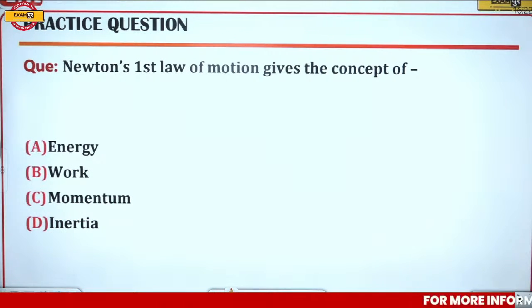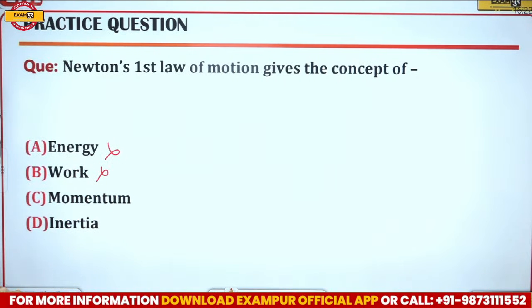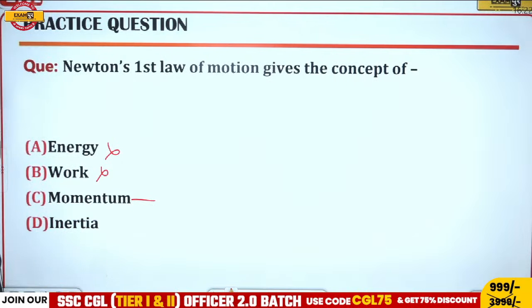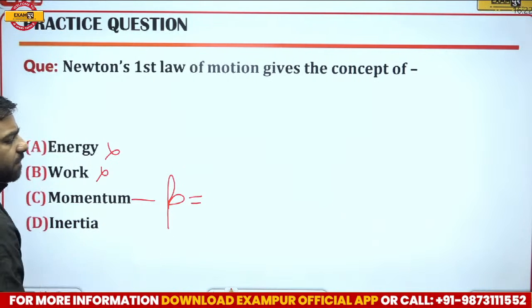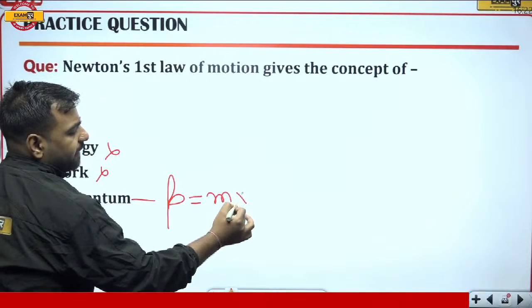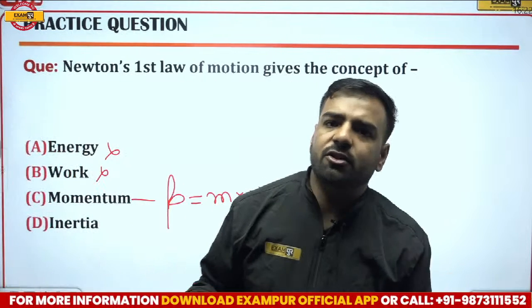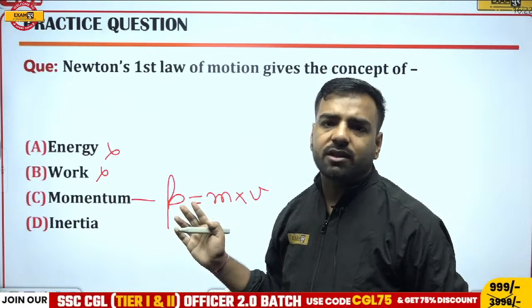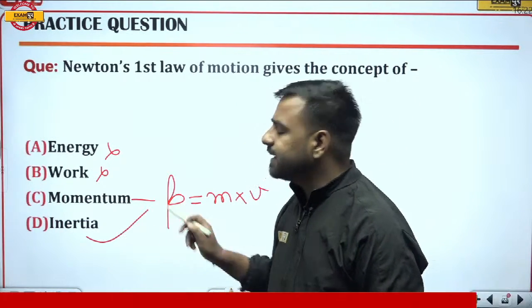So obviously we know that energy and work are not going to be the answers. We have doubt in momentum and inertia. Now you remember what momentum is. Momentum, denoted by P, is the product of mass and velocity. But has Newton given anything regarding this? Obviously not. In the first law of motion, there is no such logic of momentum. Yes, here, what's that? That is the inertia.